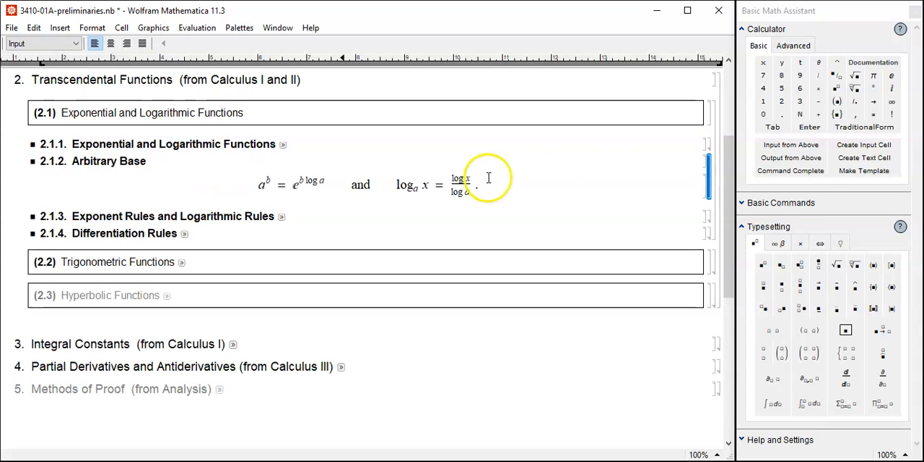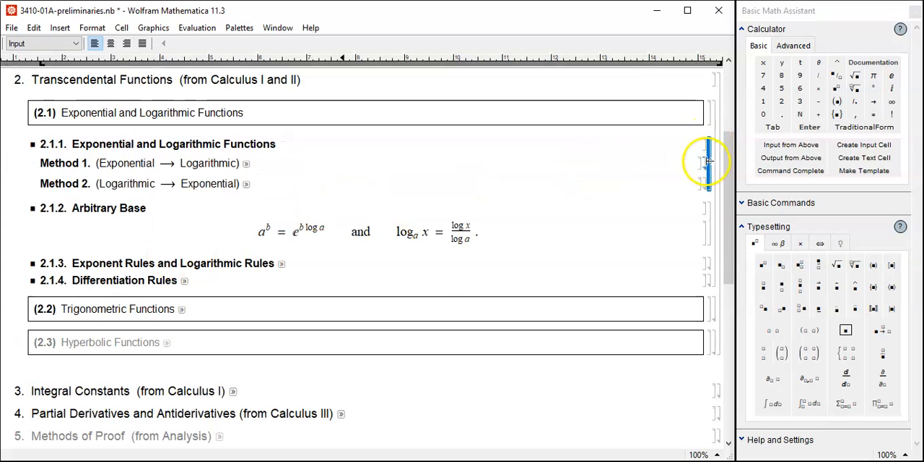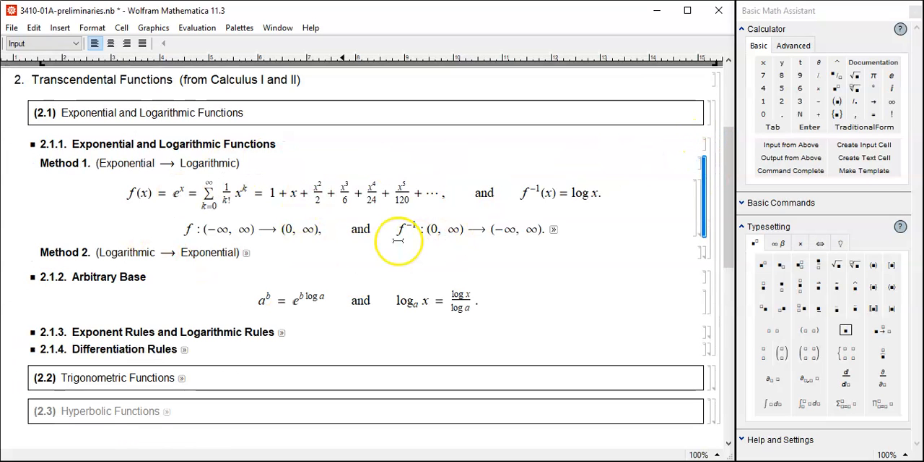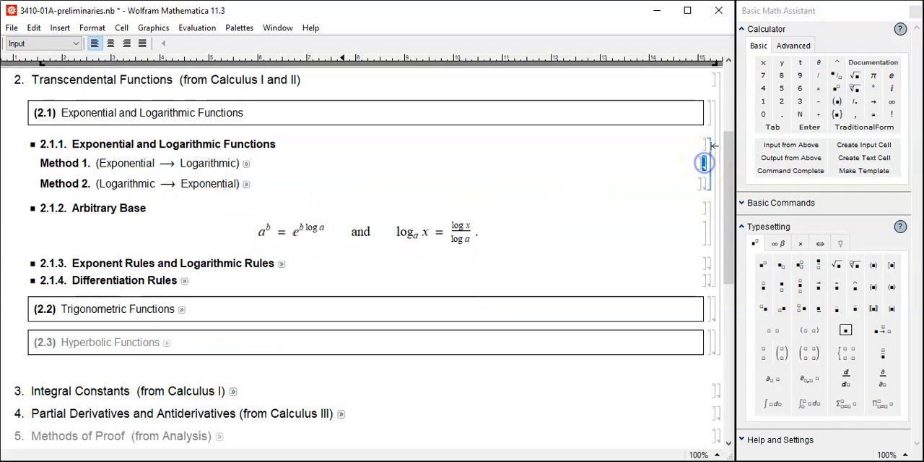For arbitrary base, these are the definitions. Now, do not consider these as change of base formulas, because these are definitions of exponential and logarithmic functions, which came from natural exponential and natural logarithm. For other bases, we have to define it first, and this is the way we're going to define those. All right, next.